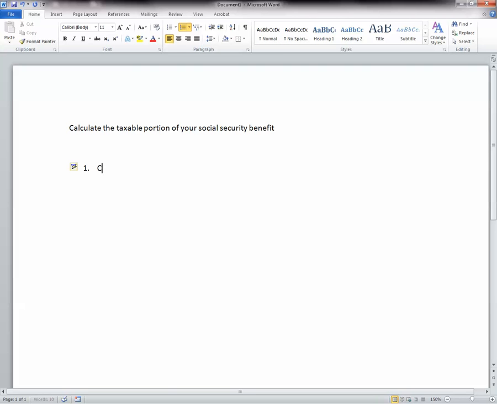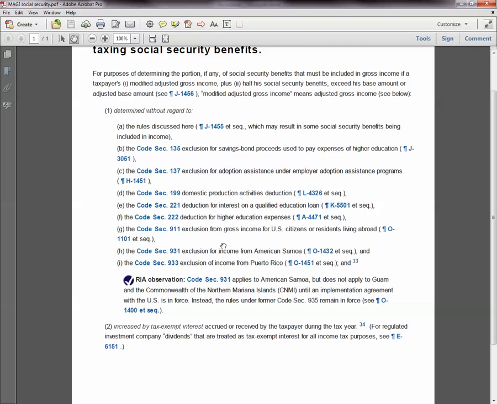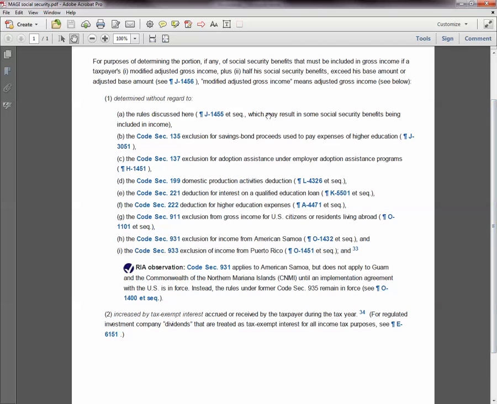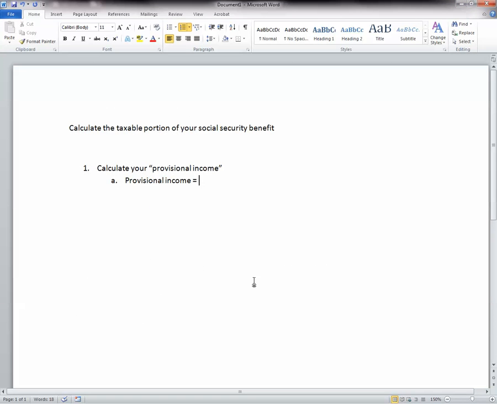So the first thing you have to do is calculate what's called your provisional income, and the provisional income is actually pretty complicated. This is what's made up of the provisional income. So it's your AGI, and then you would have to add in income you earn from Puerto Rico, income you earn from American Samoa, income that you earned while living abroad. You have to add back in the higher educational expenses, this and that. So for the majority of people, none of these will apply, but a very common one is the tax-exempt interest. So your provisional income is your AGI plus tax-exempt interest plus 1/2 of your Social Security benefit.